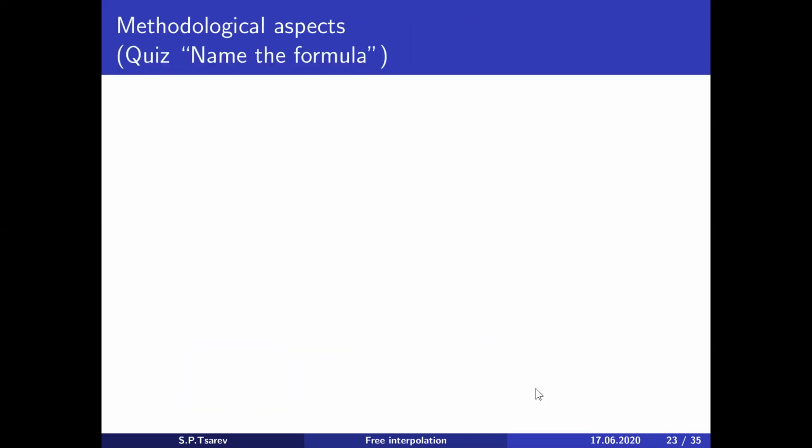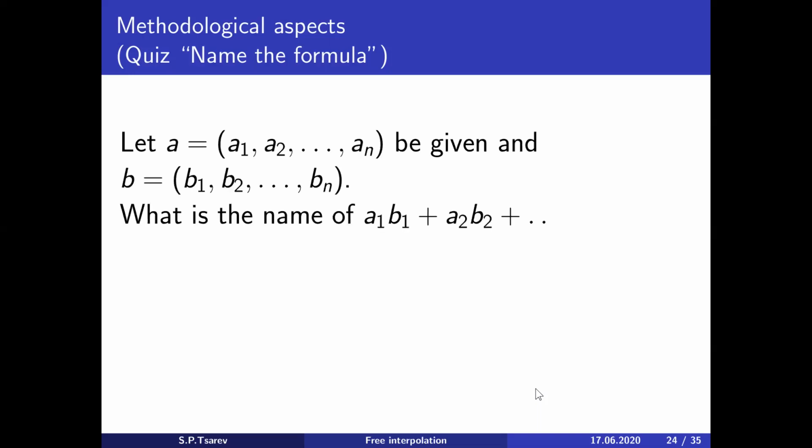Let's go to some methodological aspects. We have 5 or 10 minutes for that. Let's forget about everything, and let's start a quiz for first-year students. Good. Suppose we have 2 arrays of usual real numbers, A1 to AN and B1 to BN. What is the name of this combination? Can anyone give me an answer, please?